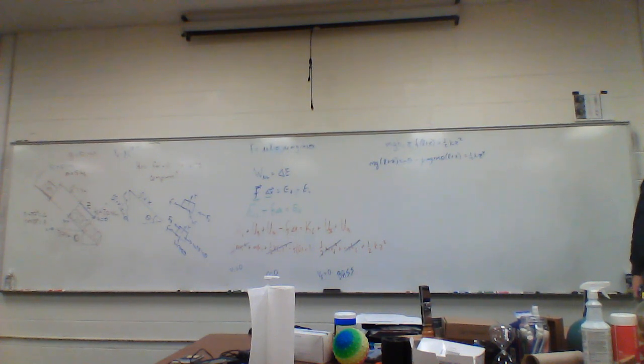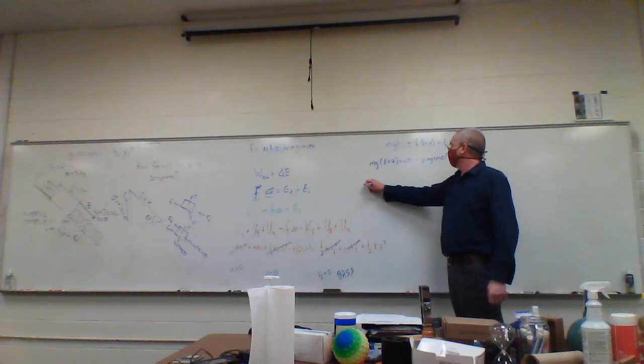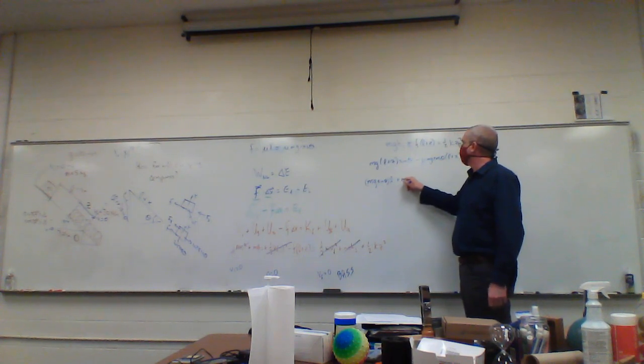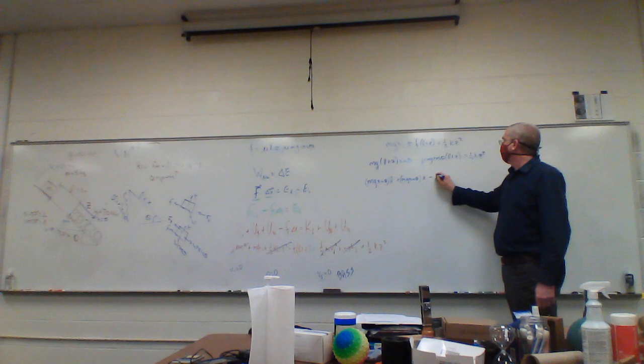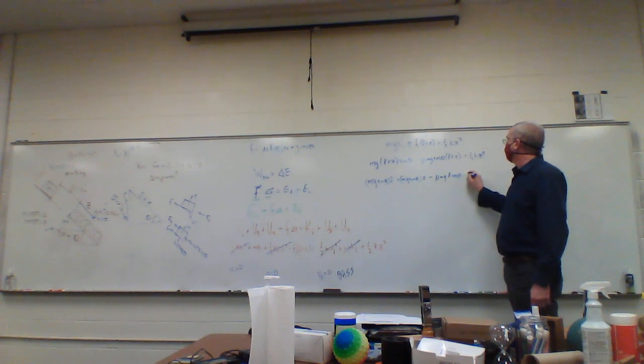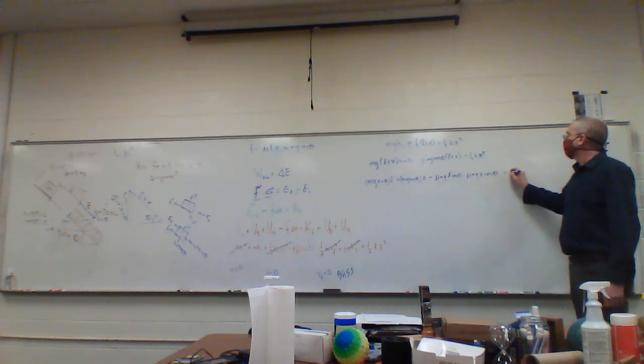Let's stick numbers in. Distribute first, then stick numbers in. So we have mg sine theta times L plus mg sine theta times z, minus mu mg L cosine theta, minus mu mg z cosine theta, is equal to 1/2 a z squared.